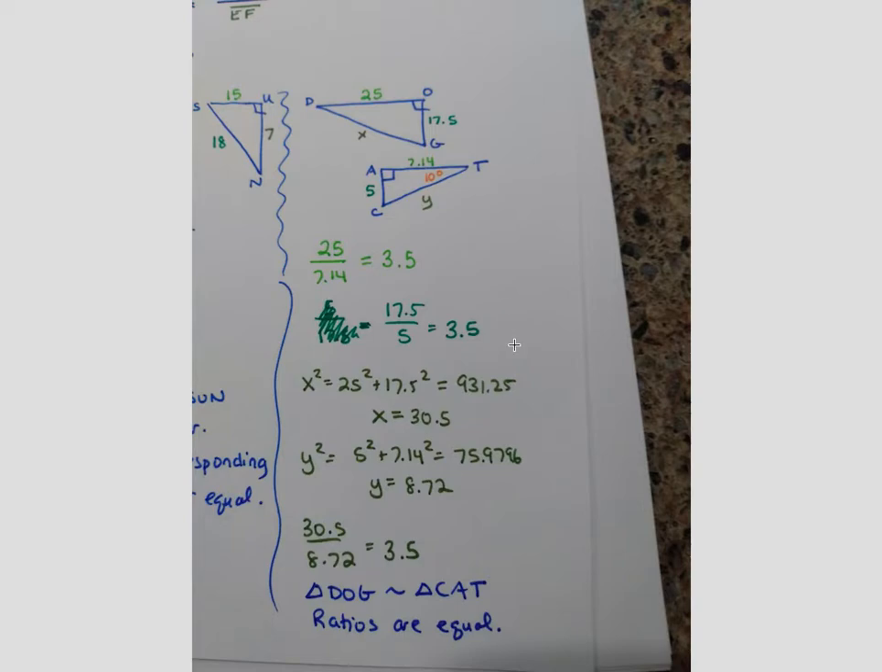If I really want to be thorough, I need to know what X and Y are so that I can compare them as well. So I use the Pythagorean theorem: A squared plus B squared equals C squared. I got X was about 30.5. I got Y was about 8.72. Comparing those two sides also got me 3.5. Since the three sets of ratios came out the same, I know that triangle DOG is similar to triangle CAT.